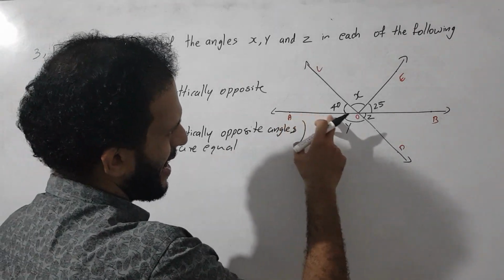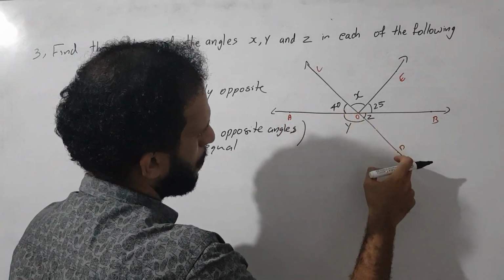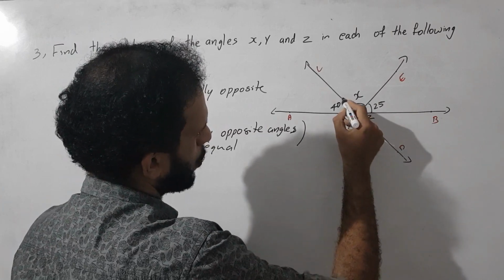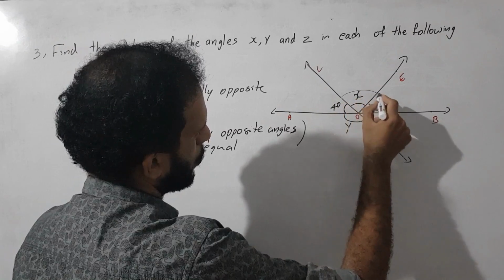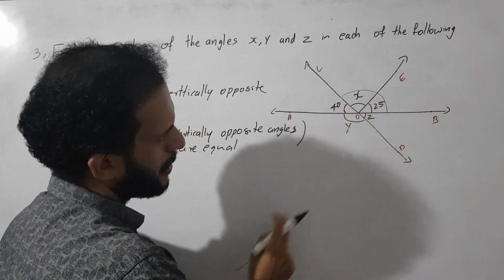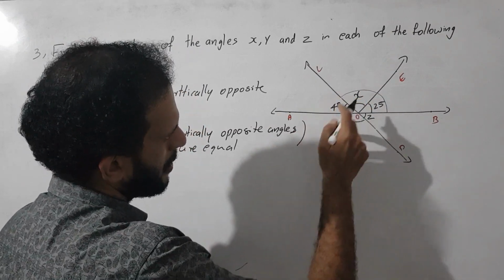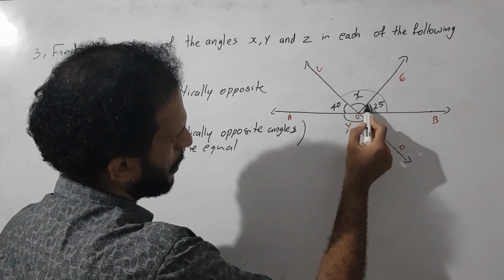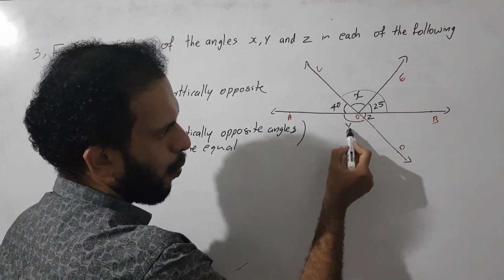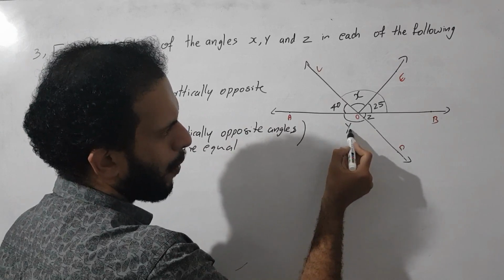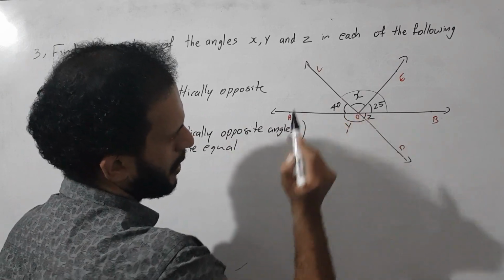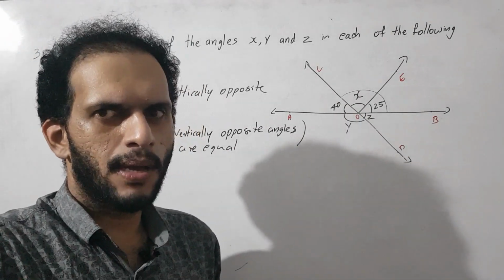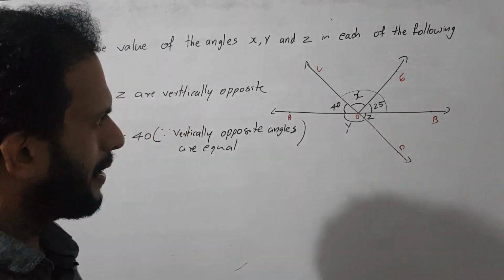Yes, Y is vertically opposite to this total, from here to here, that is AOD. The total is the sum of X and 25. So Y is the vertically opposite angle of X plus 25. We will use that later.